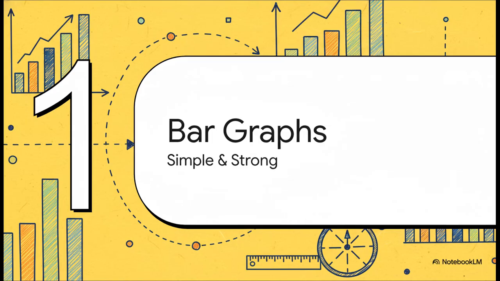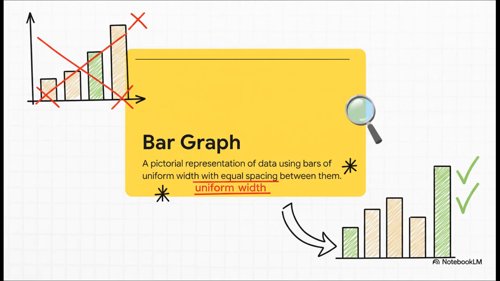Okay, let's dive into our first type of graph, the simple and very strong bar graph. Now, when you're drawing a bar graph, there are two things you absolutely must remember. The key things here are uniform width and equal spacing. This is so important because it makes sure our comparison is fair and the picture is telling the true story.